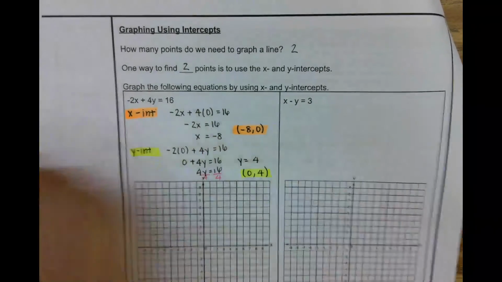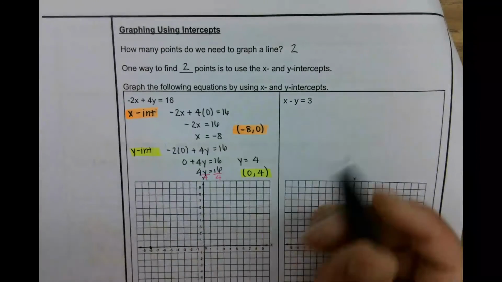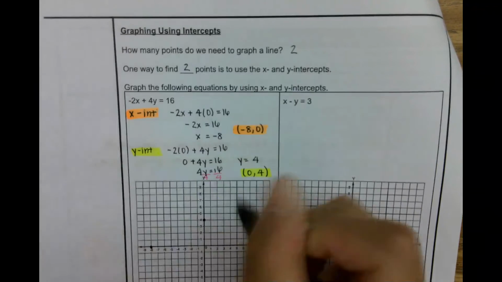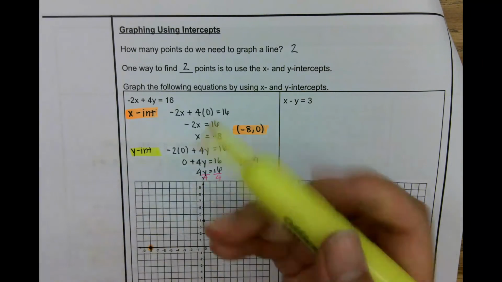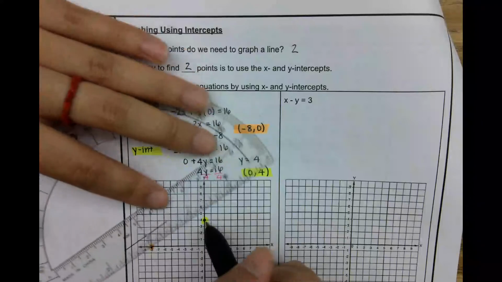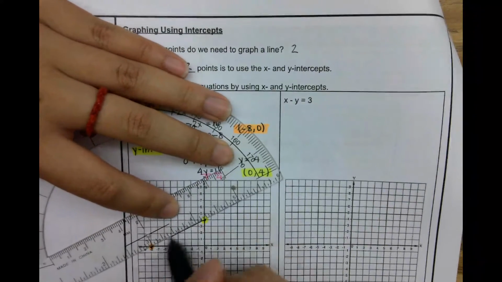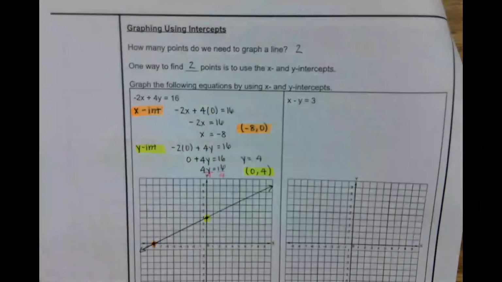Then all I have to do is graph those 2 points. So negative 8, 0 is right here. 0, 4 is right here. And then all I have to do is connect those dots, and I have a line. And now I've graphed my line. Nice and easy.